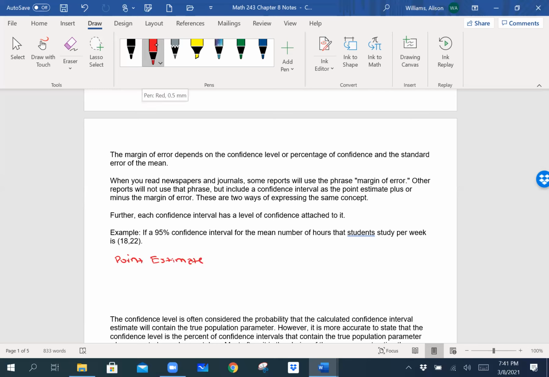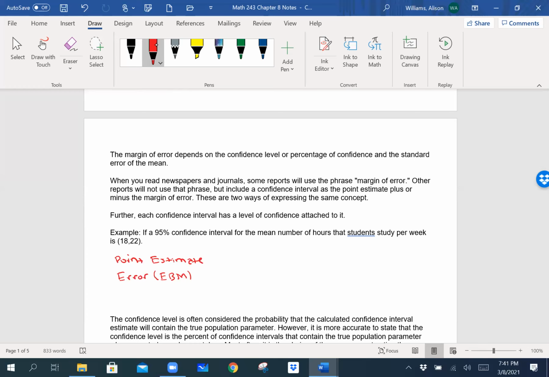As I said, in this book they're going to use the symbols EBM for error bound. I can't remember what the M stands for. We'll see it in just a minute, but I will also put that down here so we know what that is. Okay, so we're going to find the point estimate from this interval.